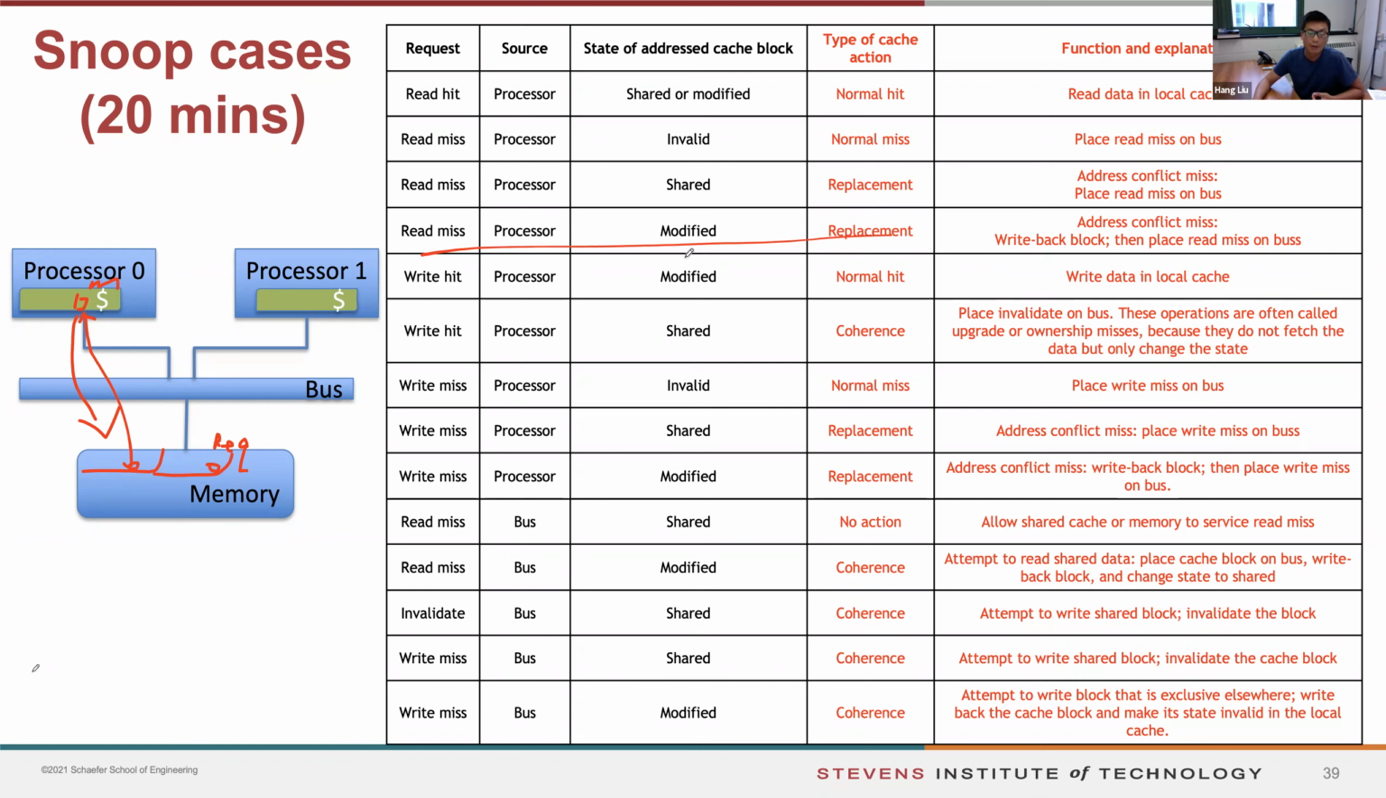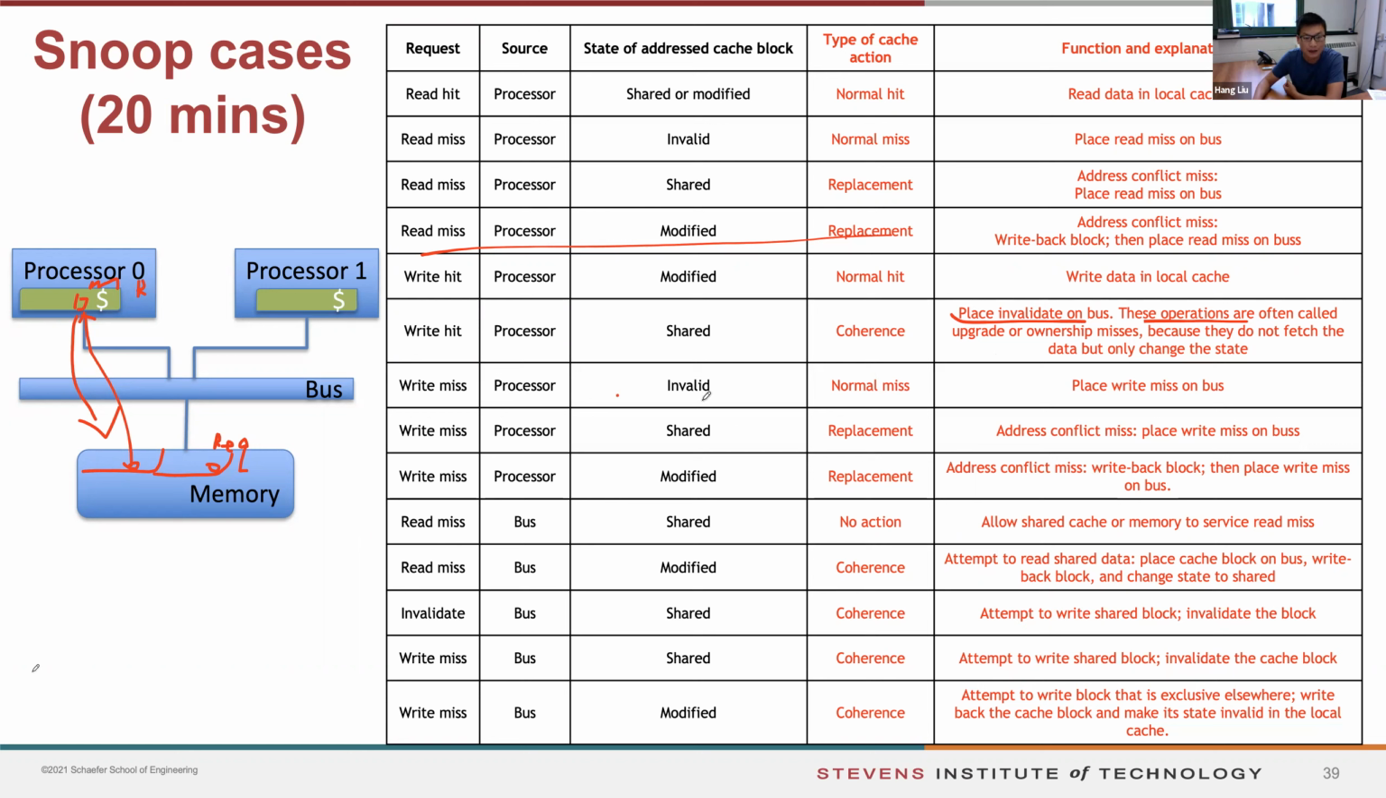Then you have modified and a write hit. It means exactly the data you want to modify is there, so it's a normal write hit. If you have a shared status and then a write hit, that means you just read the data and now you want to modify it. So you have to place an invalidate on the bus. These operations are often called upgrade ownership misses because they do not fetch the data but only change the status of the data and invalidate the other cache blocks.